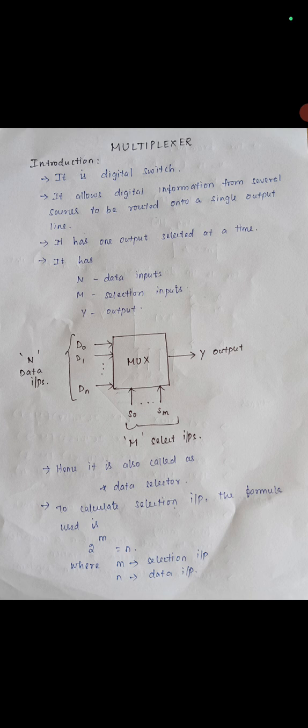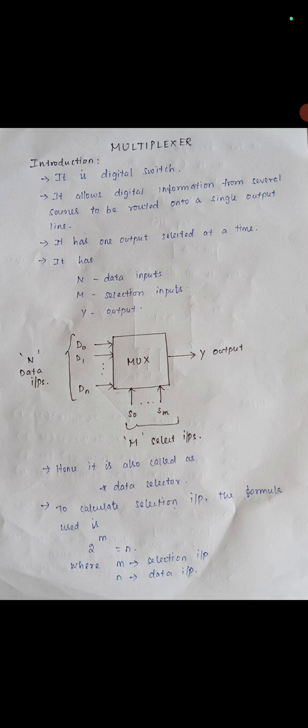Okay, a multiplexer is generally known as a digital switch because it allows digital information from several sources, but all of it is routed to a single output line. Even though it has n data inputs, only one is selected and delivered at the output side. Hence, it is simply called many into one. The data is selected by means of the selection lines.